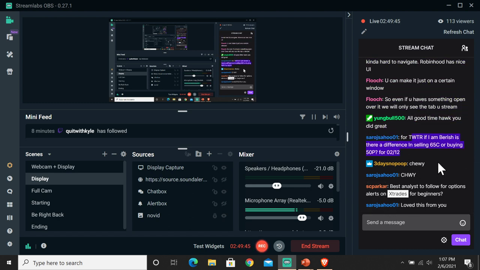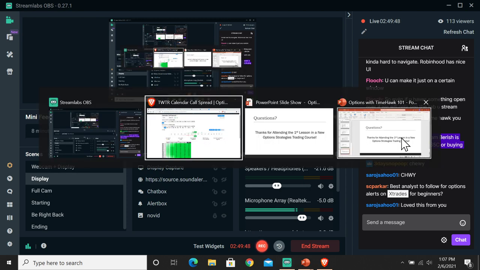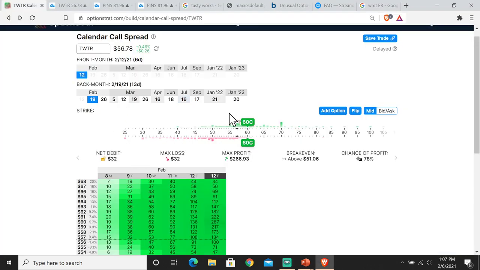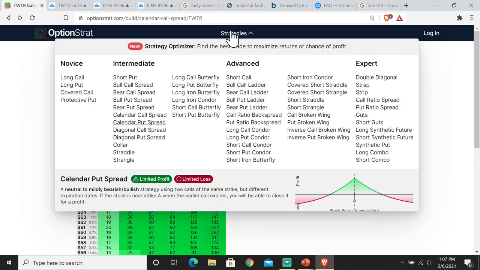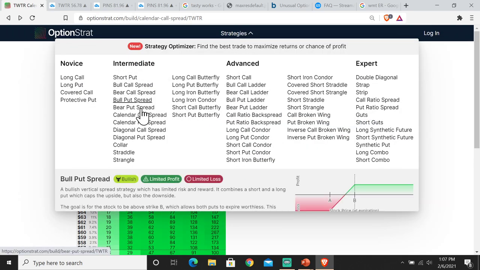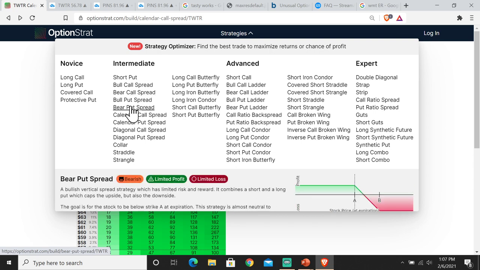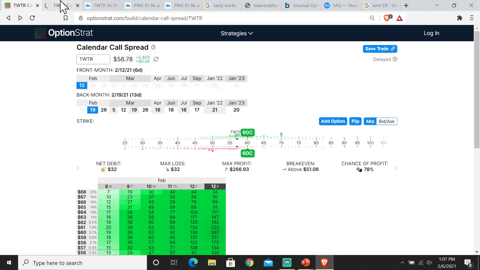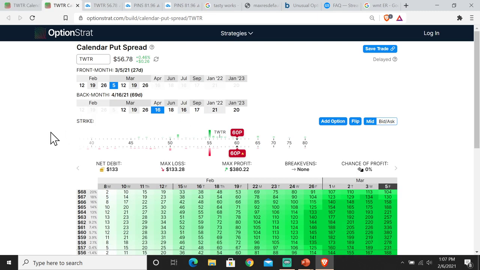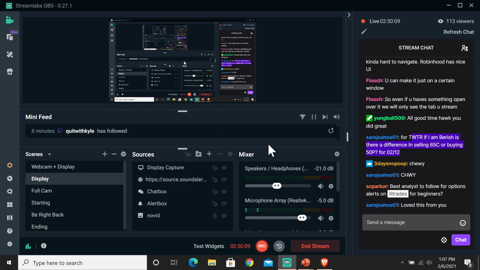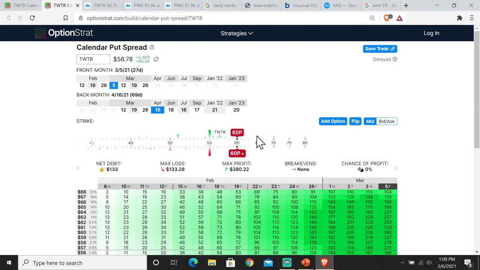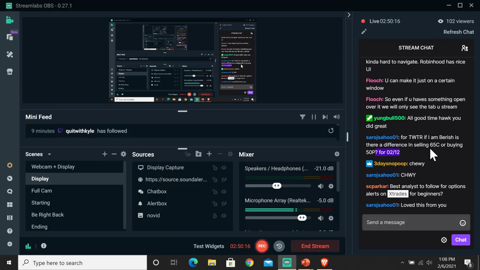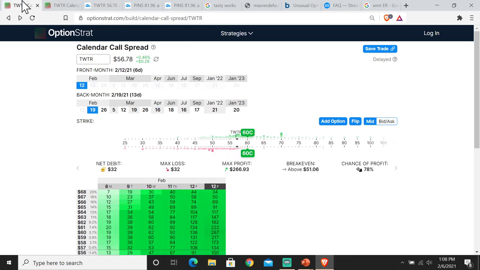Let's take a look at this Twitter, okay? So if you're bearish on it, basically you're saying that you expect Twitter to drop, right? Oh, here it is. So let's open that up here. You were saying 50... Oh, wait. Selling 65C or buying 50P?